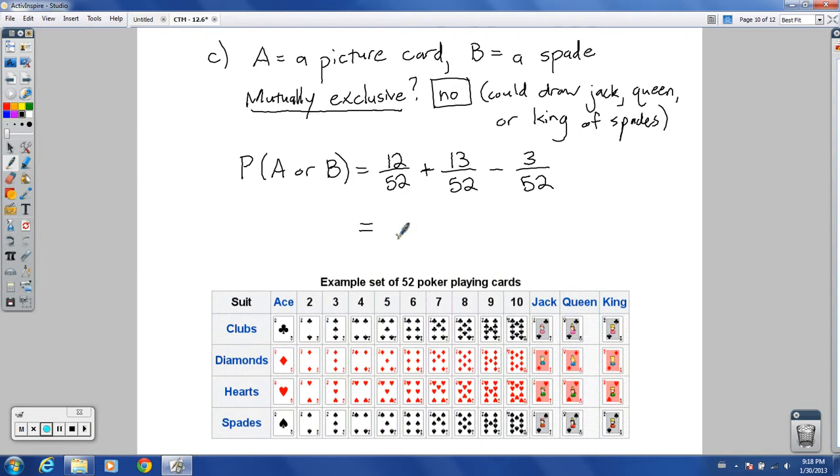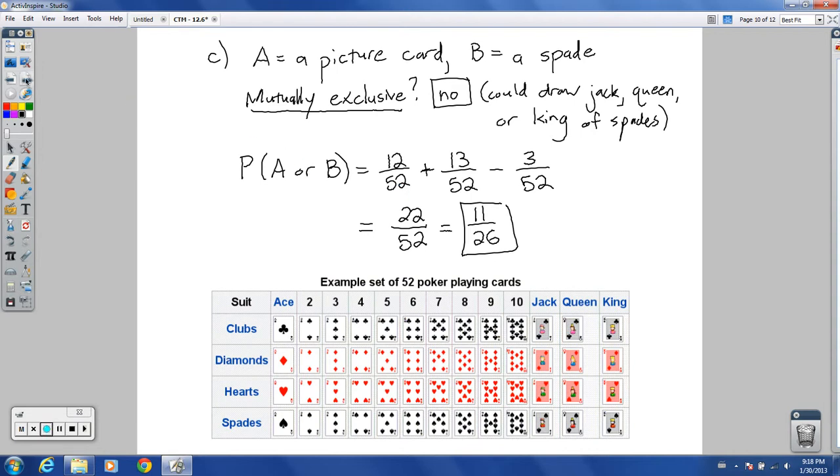So we have a common denominator, it's 52. I'll put that on the bottom. And then we just add the tops and subtract the top. So this will be 25. 25 minus 3 is 22. This can be reduced. You can divide each part by 2, and you'll get 11 out of 26. That is your final answer for part C.